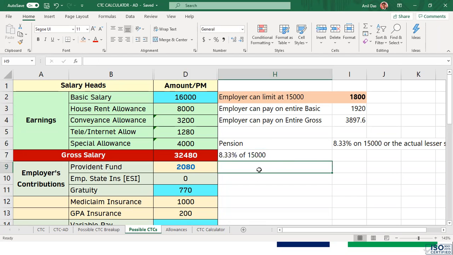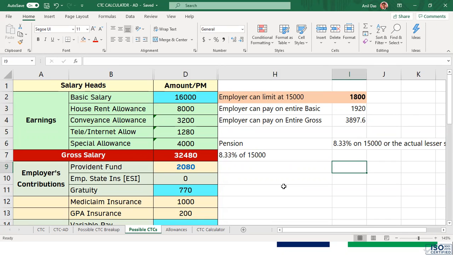This cannot be changed. Even if the employer wants, he cannot contribute on 16,000. Even if the employer wants, they cannot contribute on 32. It is mandatorily on the 15,000 limit. If the salary is less, it will go on the lesser amount. But if the salary is more, pension contribution cannot be increased beyond this.